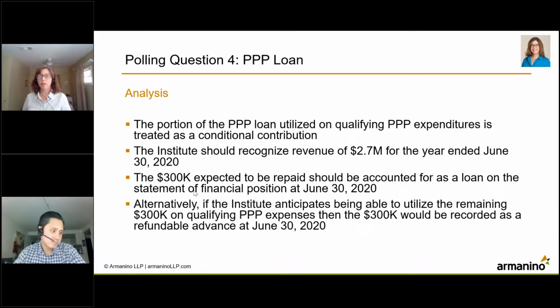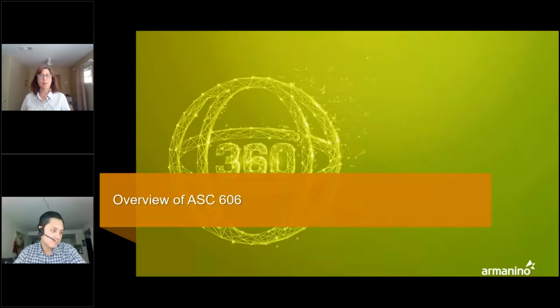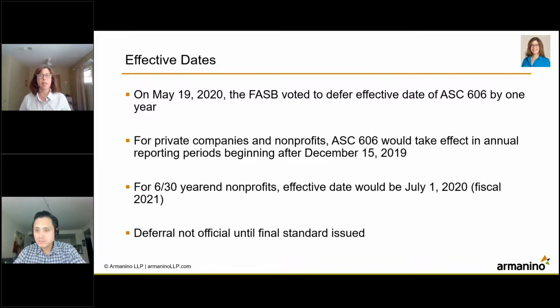Okay, so what we'd like to do is spend just a few minutes on 606, and we decided to really condense the amount of time that we're spending on this in this presentation because the grant standard is effective now, unless you're a grant maker.